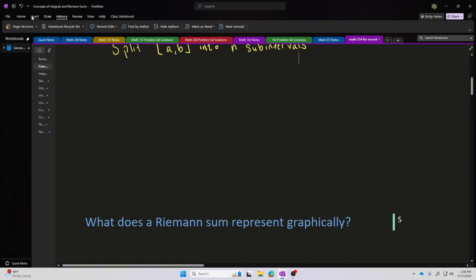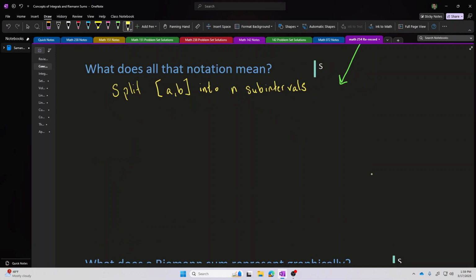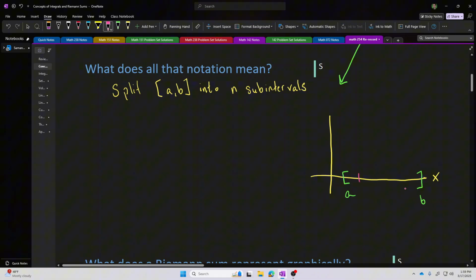So for example, if I drew off to the side a little xy plane, something that looks like this, and supposing that my relevant interval of x values is from here, a, to somewhere over here, b, then I could, for example, split up this interval of x values into 1, 2, 3, 4, 5 subintervals.